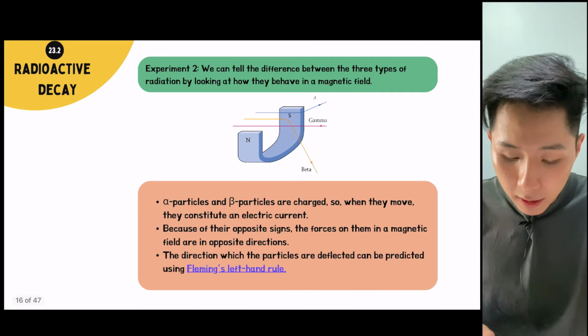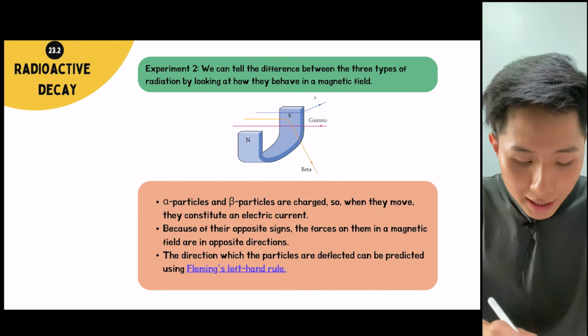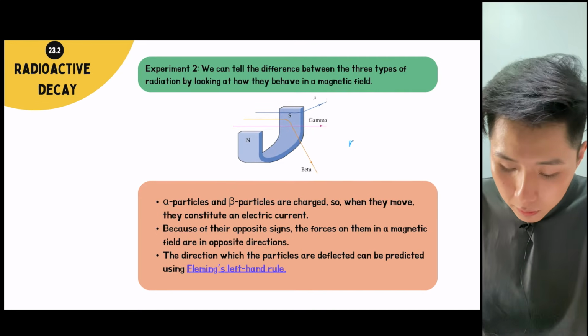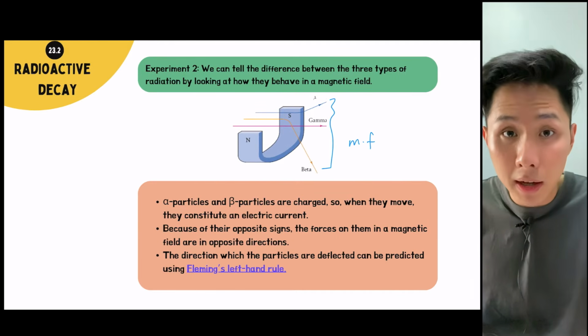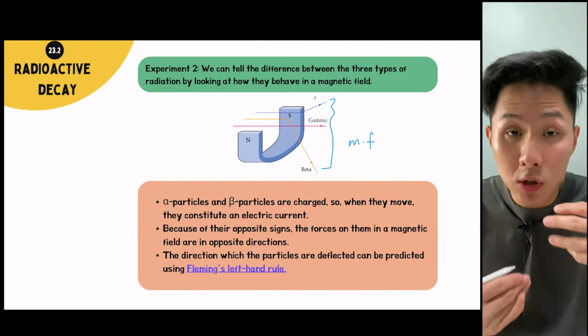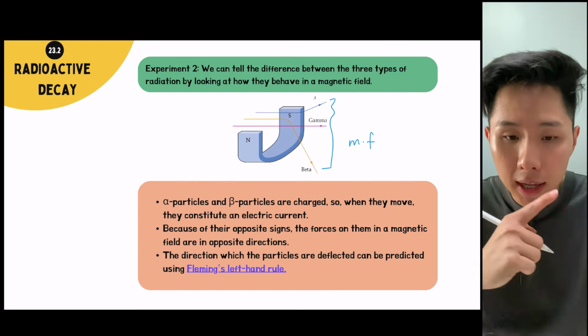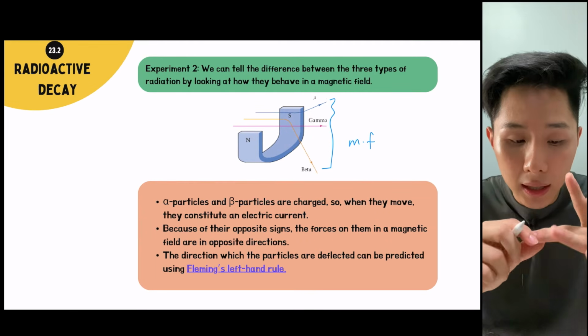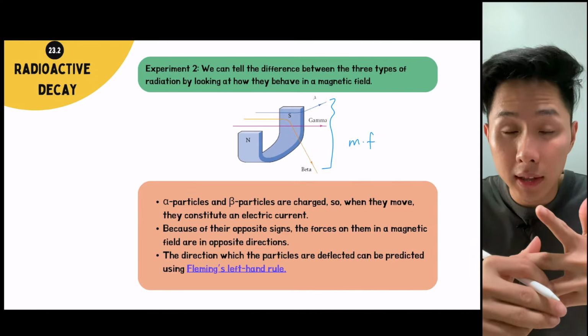The other way we can tell is to put a magnet in between them. So what happens is that we have a magnetic field, and then the alpha and beta particles have electric charge. So in other words, we have magnetic field and electric charge. We can then deduce the motion of where the radioactive substance will be going.